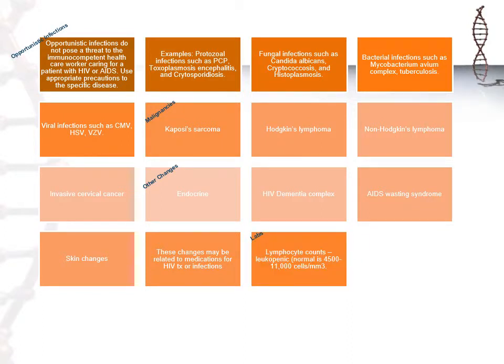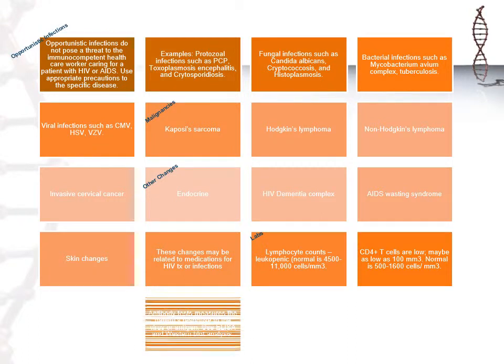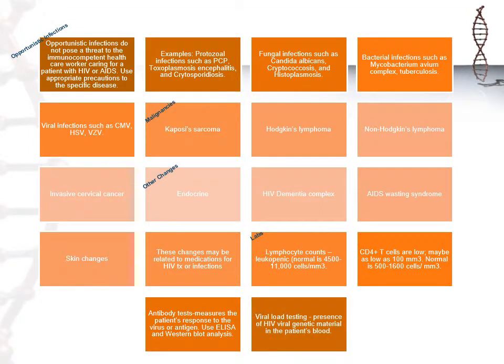Some of the labs will include a lymphocyte count. They will be leukopenic. There will be CD4 plus T cells. They will be low, maybe as low as 100. Normal is usually 500 to 1600. Antibody tests measure the patient's response to the virus or antigen. And then a viral load test tests for the presence of HIV viral genetic material in the patient's blood.